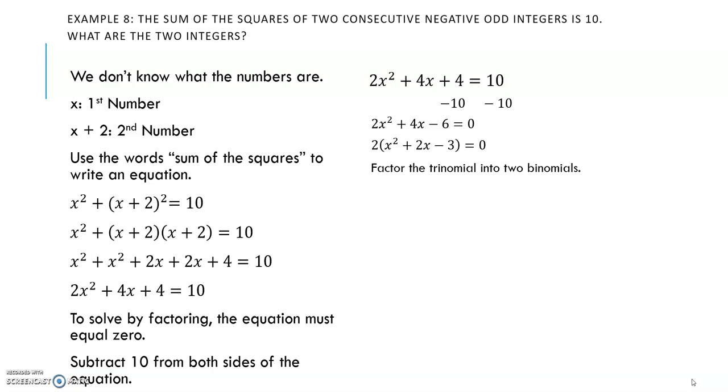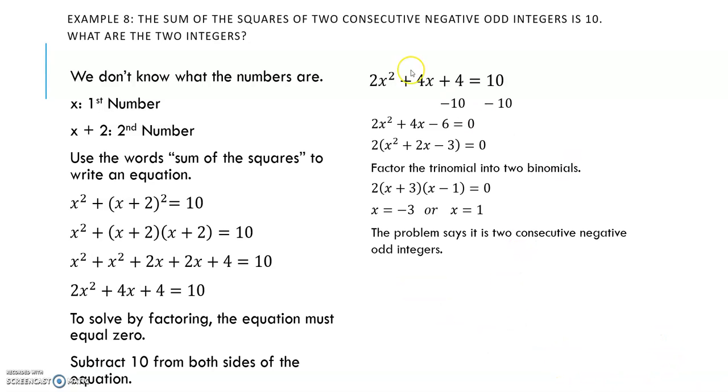Factor the trinomial into two binomials. What multiplies to negative 3 but adds to positive 2? Positive 3 and negative 1. 2 times (x plus 3) times (x minus 1) equals 0. We know that x equals negative 3 or x equals 1.